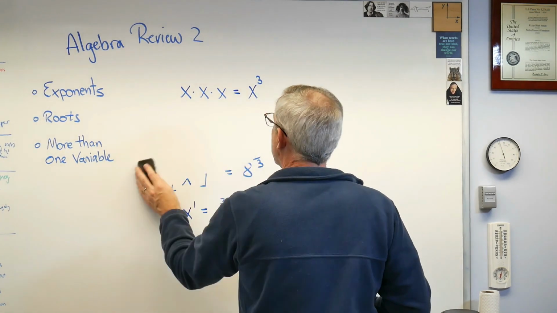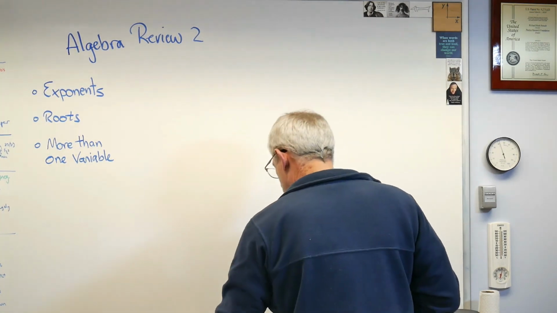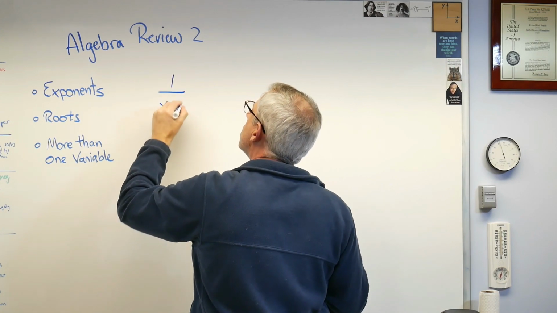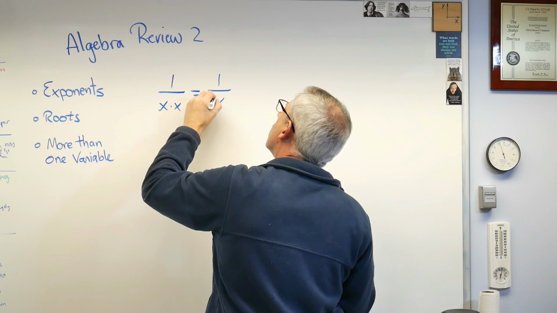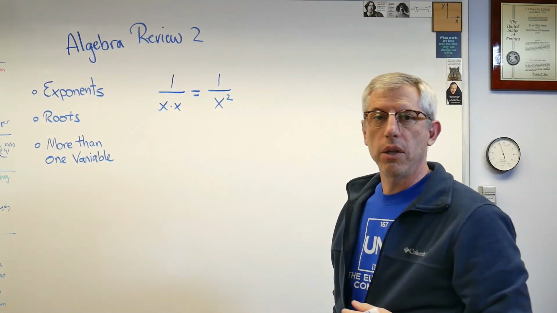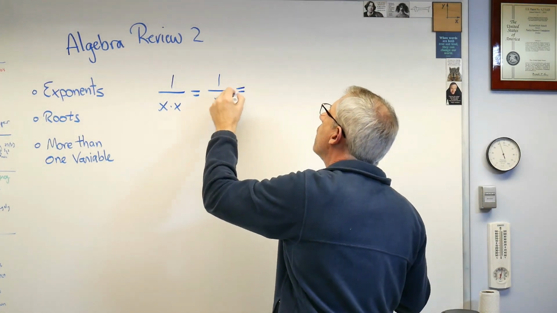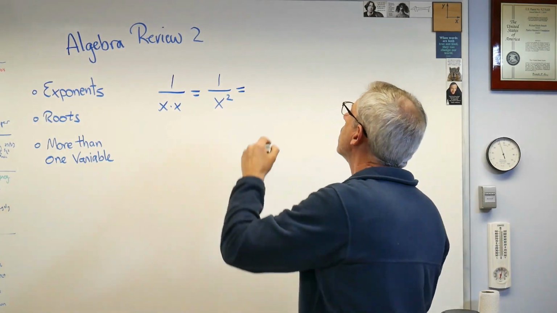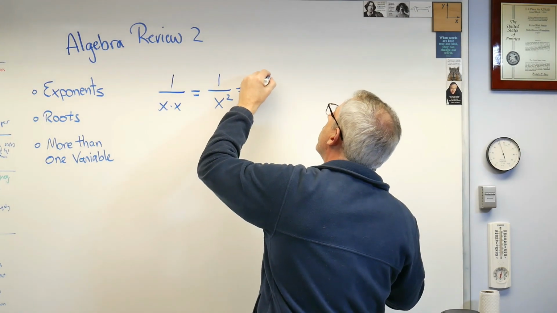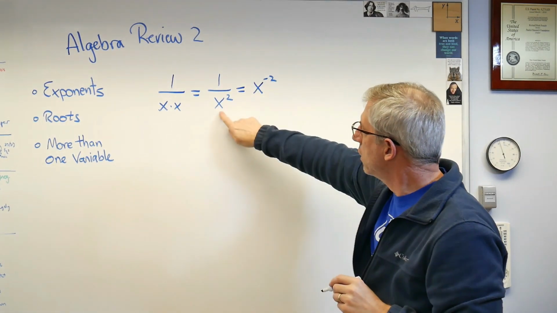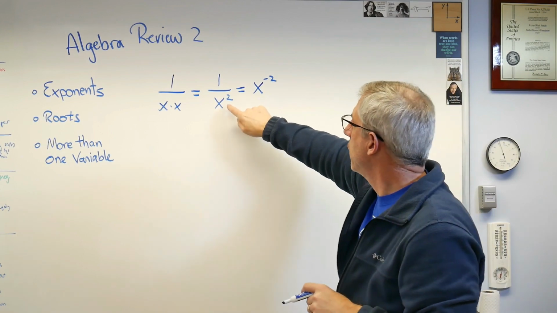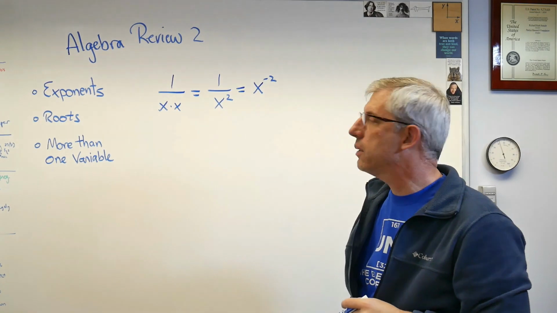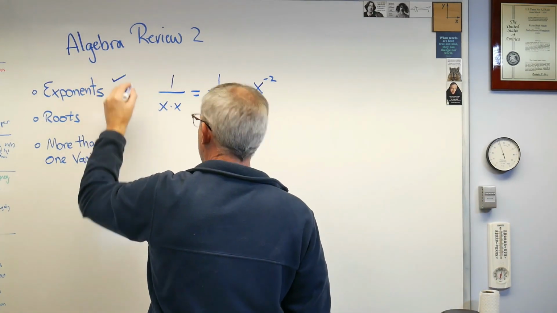One other notational thing: what do you do if you have 1 over x times x? Well, that's 1 over x squared. Notationally, one of the ways we can show that, this is certainly correct, this is certainly correct. But again, we want to write things as compactly as we can. We'll write that x to the -2 power. X to the -2 indicates that the exponent is in the denominator here. So these all mean the same things. So we've got exponents pretty much taken care of.